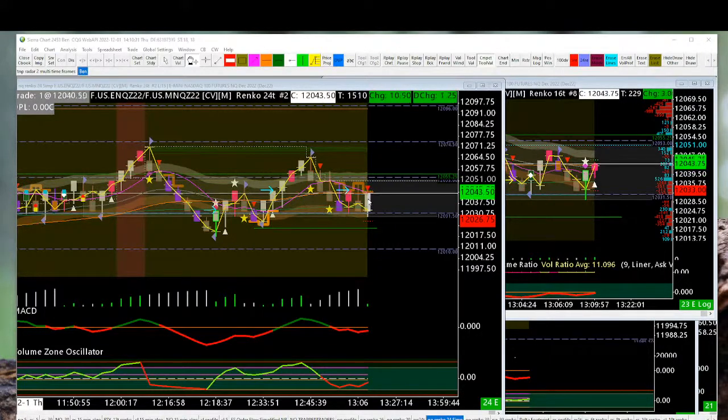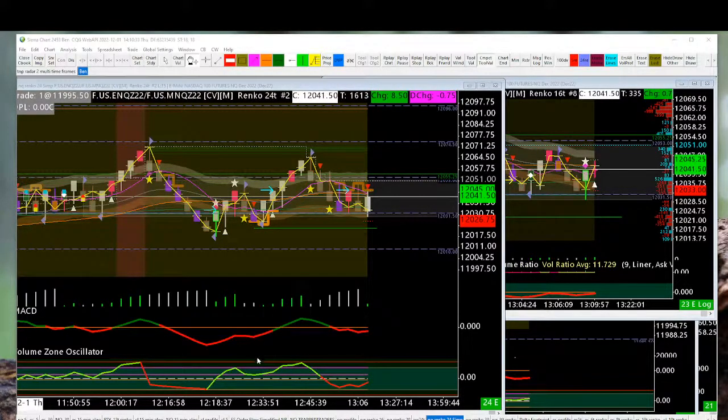Oh, do I have an entry here? Oh, it's sketchy because of this choppiness. And I'm not outside here. We had that divergence. We have not made a new low. I don't think I'm supposed to trade that. Darn.